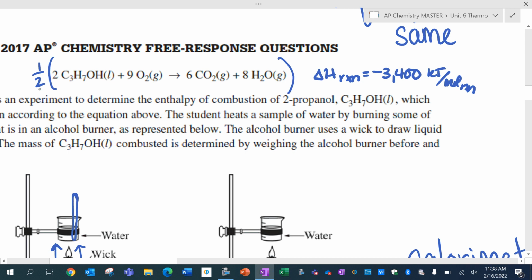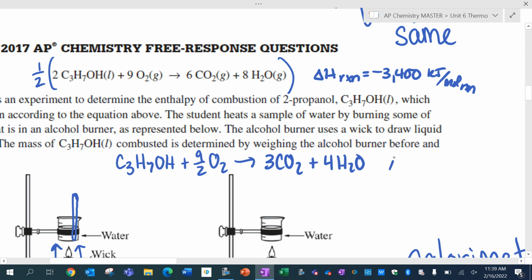So if I took this equation and divided everything by 2, I'm going to rewrite it down here below. That would be C3H7OH plus 9 halves of an oxygen. I know that's weird. 6 divided by 2 is 3. 8 divided by 2 is 4. So if I cut this reaction in half, the delta H value would cut in half.